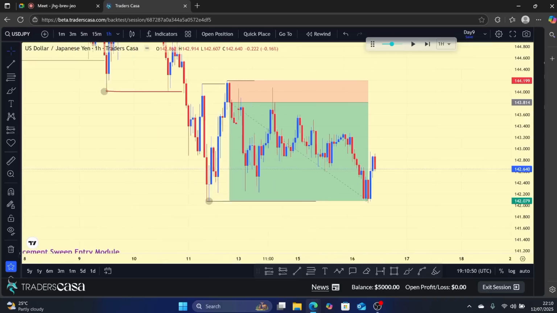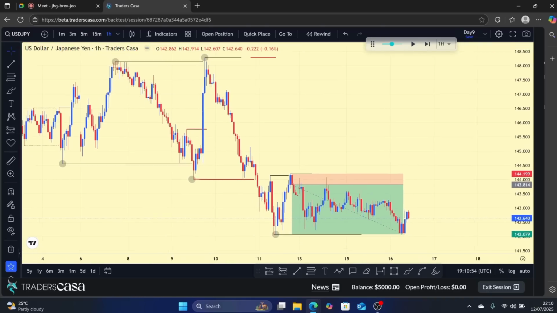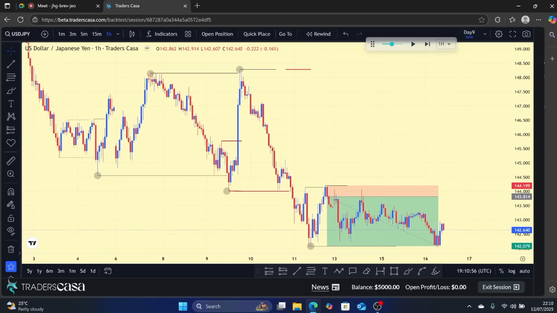So guys, this was the first entry module, and I think I'm done with it. Like I said, you literally copy and paste the same on the bullish scenario. And I will end the session here. I believe I have made the first entry module clear. And right now I am open to questions.